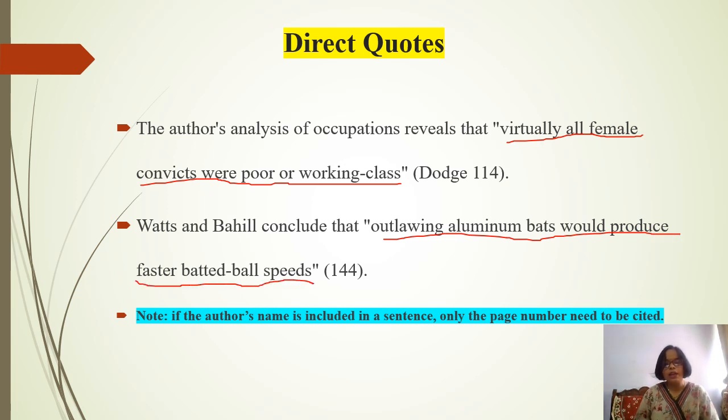So that is why, while writing the citation, we are just going to write the page number and not the writer's name. Here you may note, if the author's name is included in a sentence, only the page number needs to be cited. This is what we have done in the second example. In the first example, both the quotations are direct, but even the name of the author was not given, so the name of the author is taken in the citation. In the second example, the name was given, so only the page number was cited.